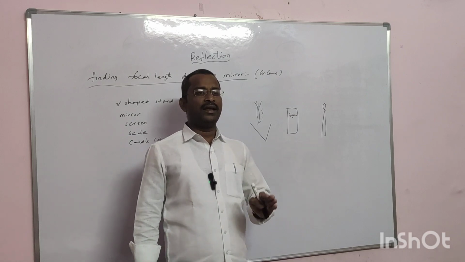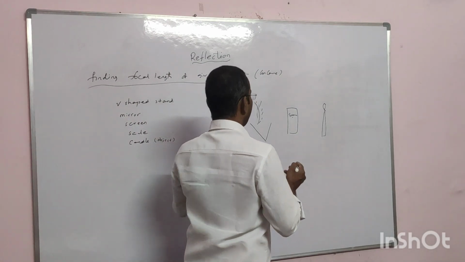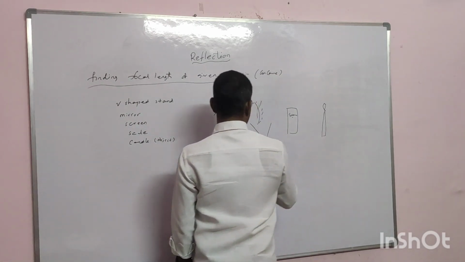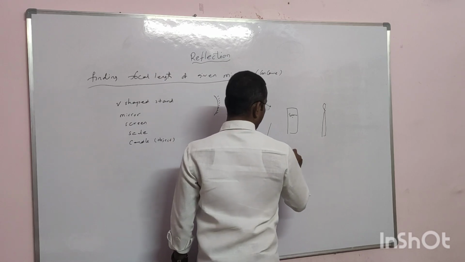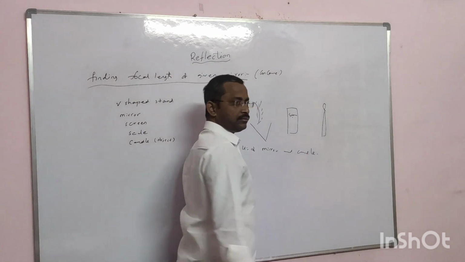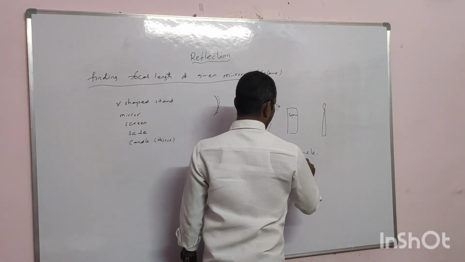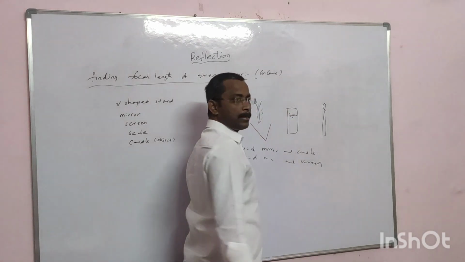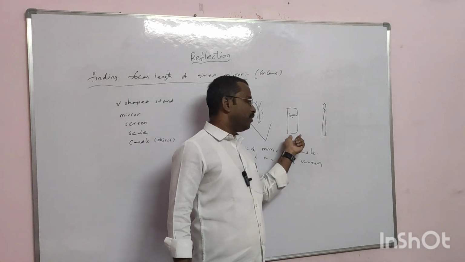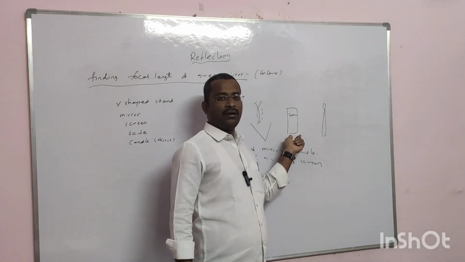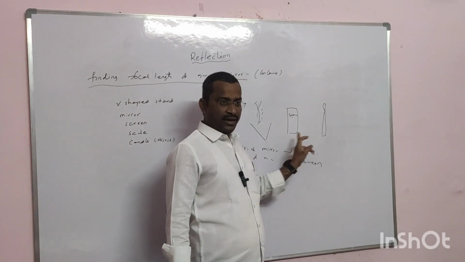Now, once you get the clear image, stop moving the screen and, using the ruler, find out the distance: U as the distance between mirror and candle, and V as the distance between mirror and screen. Is that clear, everyone? Once you get the clear image, stop moving the screen. Using the ruler, find the distance between the mirror and candle. Say it as U because it's the object distance from the mirror.